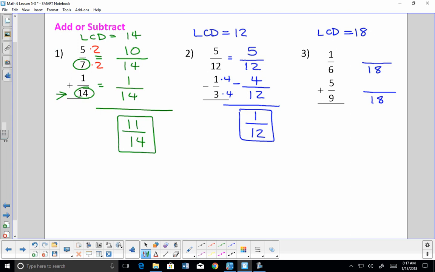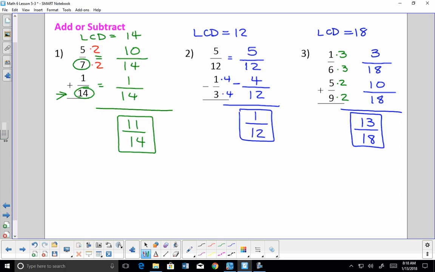I know that 6 times 3 is 18, and so that means I have to multiply 1 by 3. So 6 times 3 is 18, 1 times 3 is 3. I also know that 9 times 2 is 18, and 5 times 2 is 10. So I now have 3/18 plus 10/18. 3 plus 10 is 13. I get 13/18. That's in lowest terms, so I am done.